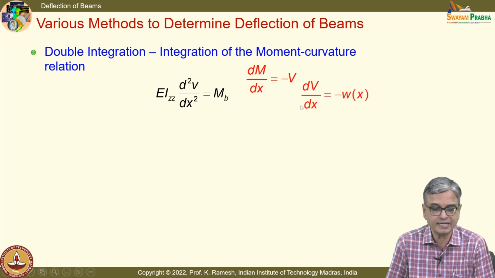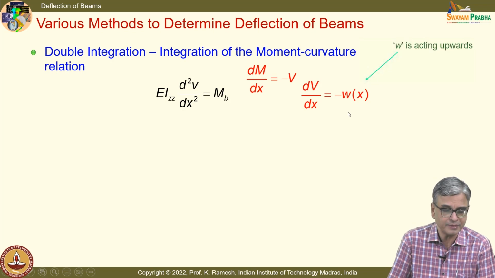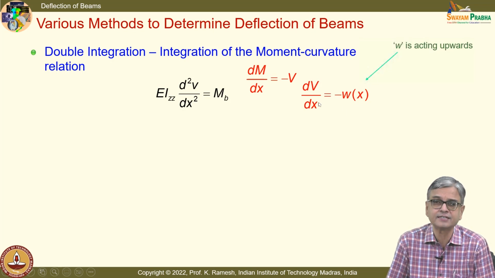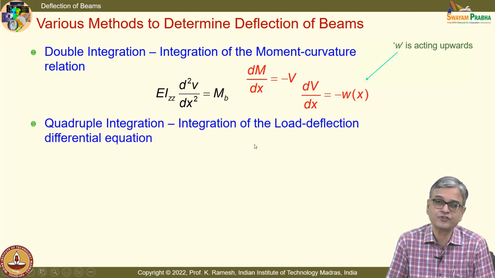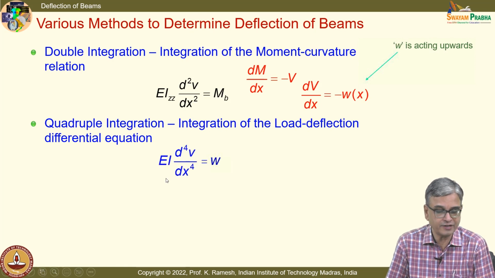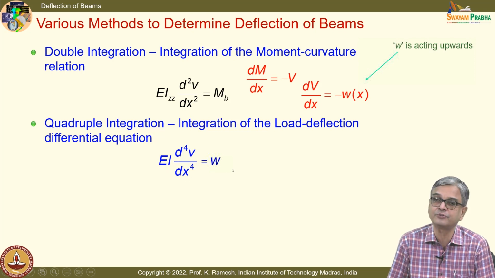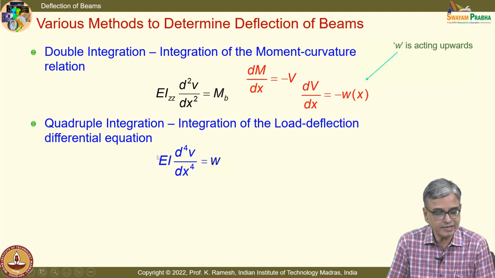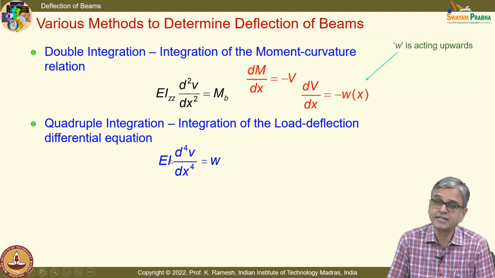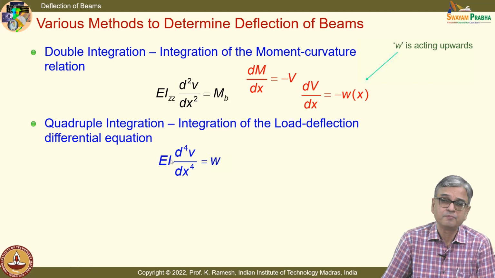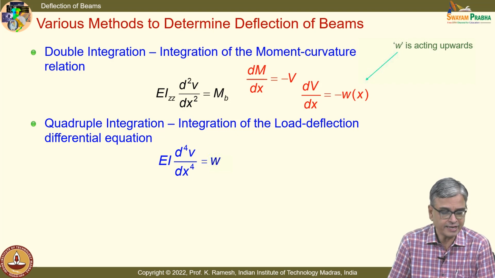We have also looked at dV/dx equal to minus w, where w is the load that is applied on the beam. So when you use these interrelationships, I can also construct another set of equations, which is a load-deflection differential equation, EI d⁴v/dx⁴ equal to w. See, I have taken EI out considering that I have a homogeneous material, I do not have different materials, and EI can be taken out.